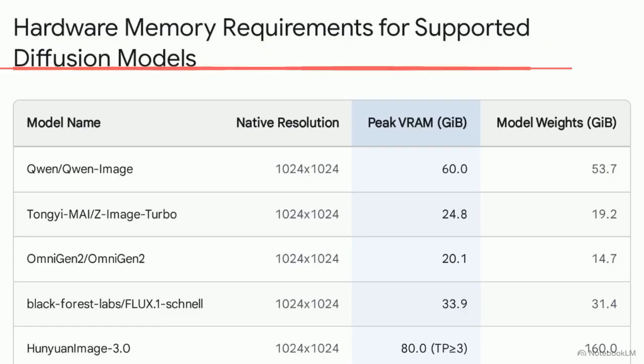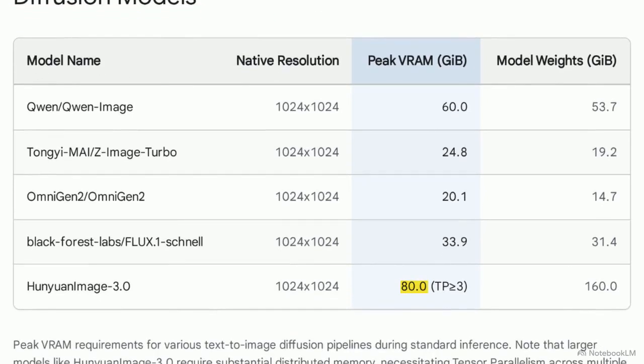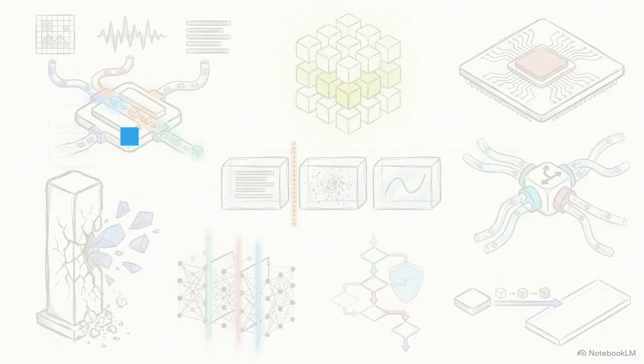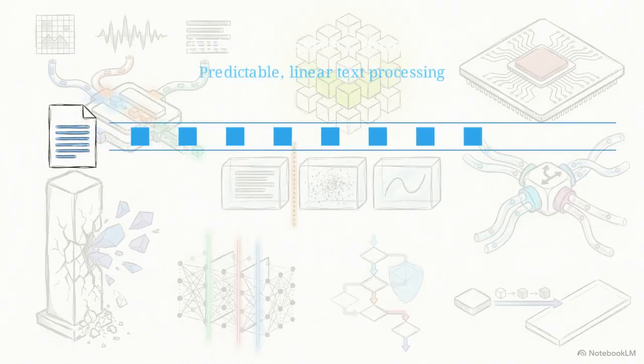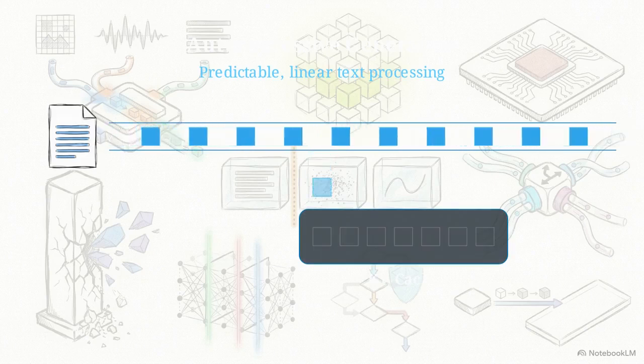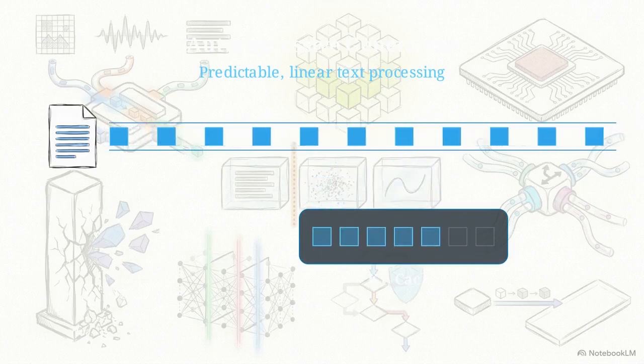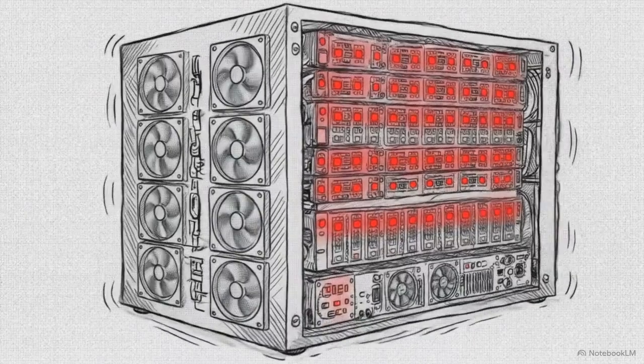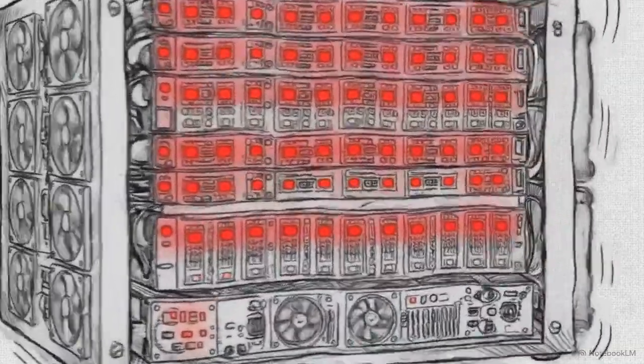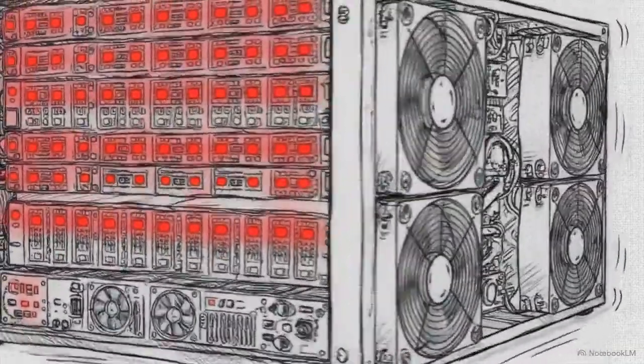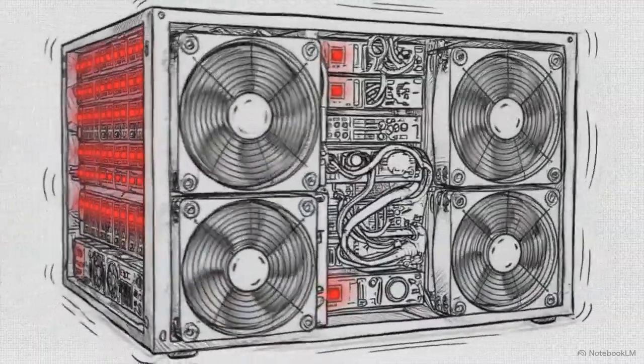This table details the peak VRAM requirements for supported diffusion models during standard inference. Look at Hunyuan Image 3.0. It demands 80 gigabytes of peak VRAM and requires tensor parallelism across at least 3 devices just to function. Traditional inference engines were engineered to accelerate large language models by optimizing key-value caches for autoregressive text generation. When you force an 80-gigabyte multi-device diffusion workload through that legacy pipeline, the system hits a hard physical limit.